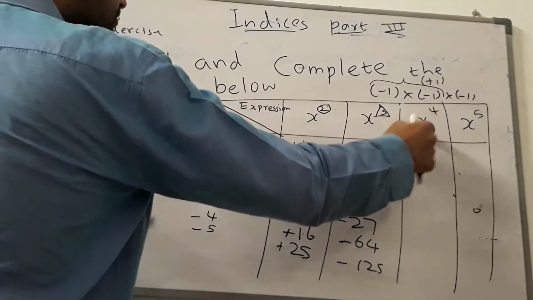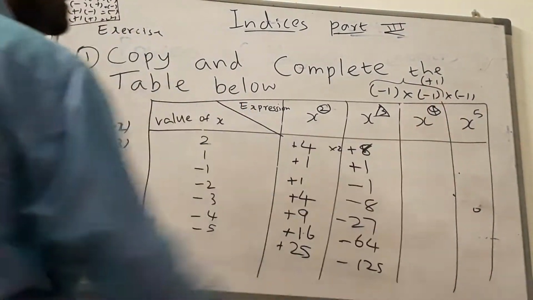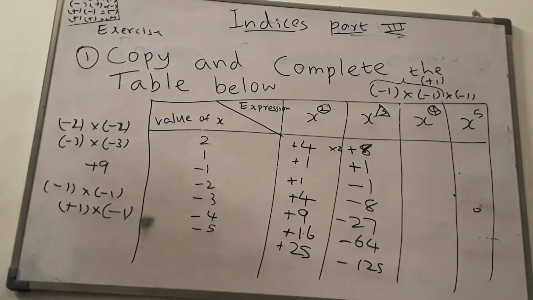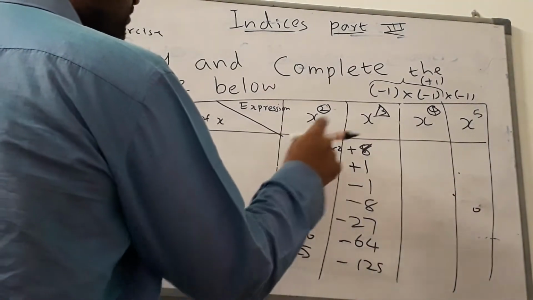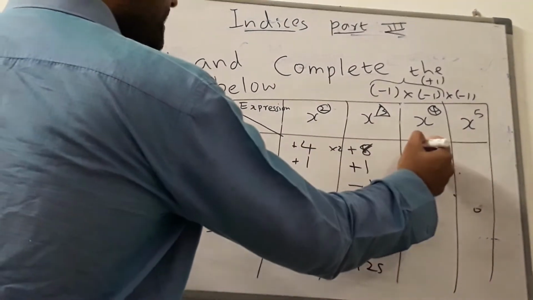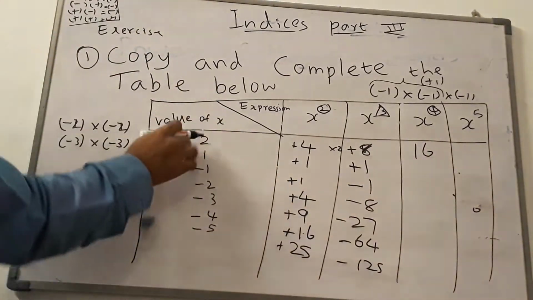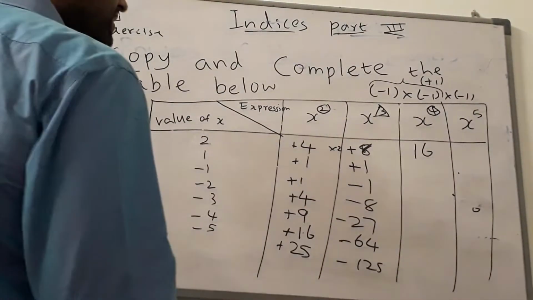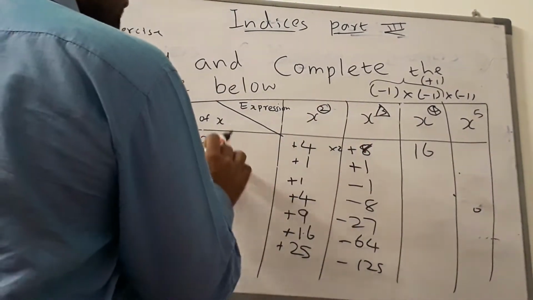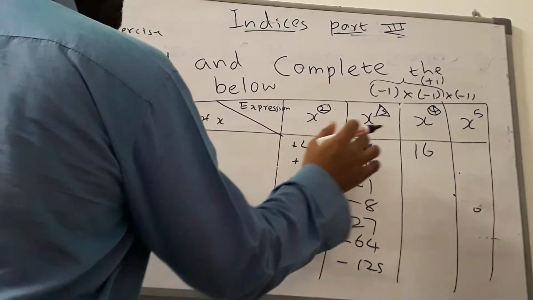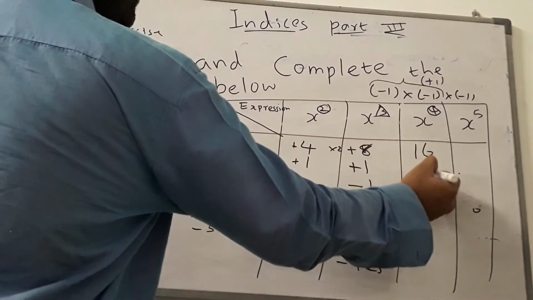Then x to the power 4. X to the power 4 means the index is an even number. So 2 times 2 is 4, 4 times 2 is 8, 8 times 2 is 16. And these are pluses, so no change. It will always be pluses. 1 times 1, 1. 1 times 1, 1. 1 times 1 again 1.